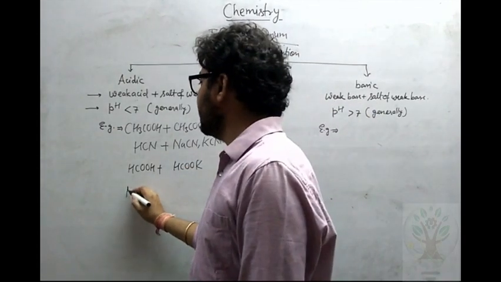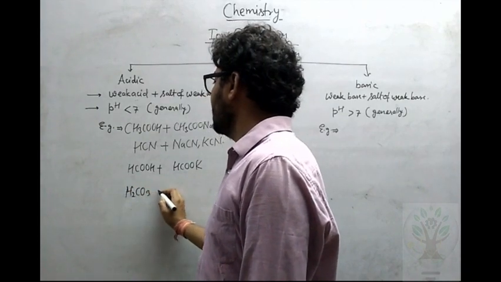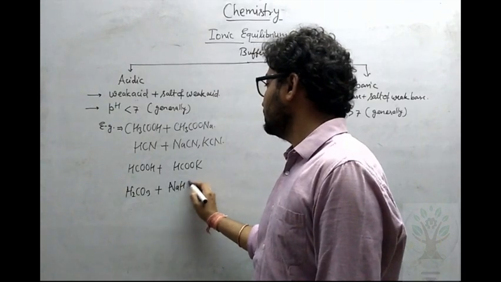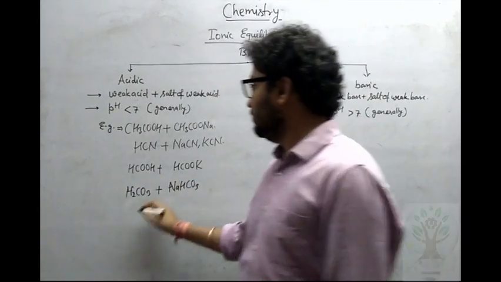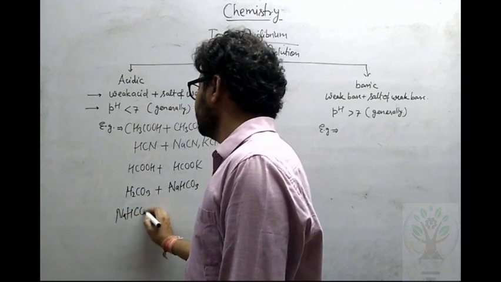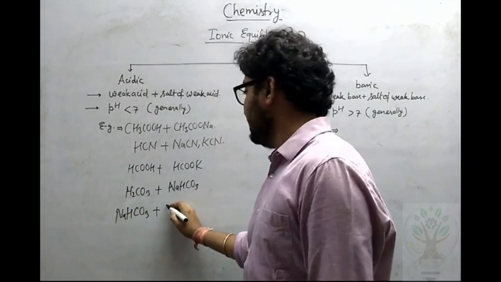Let's take one more example. Let's say H2CO3. So H2CO3 along with what? Its salt, NaHCO3. Okay, one more example, let's see. Let's say NaHCO3 along with what? Na2CO3.